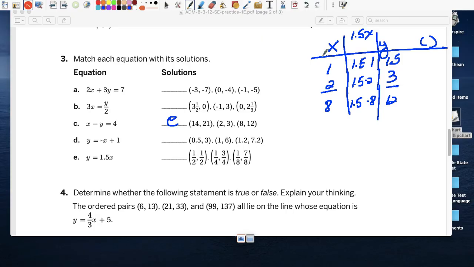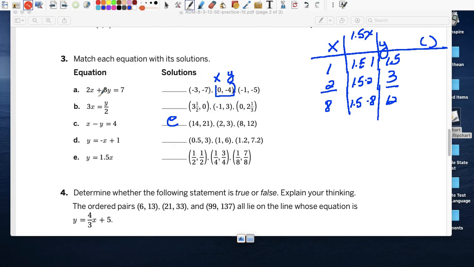Let's do some with zeros. That's another easy one. So pick this one right here. Let's pick this point. x equals 0. We're going to replace x with 0, and y was negative 4. So let's take 1 here.